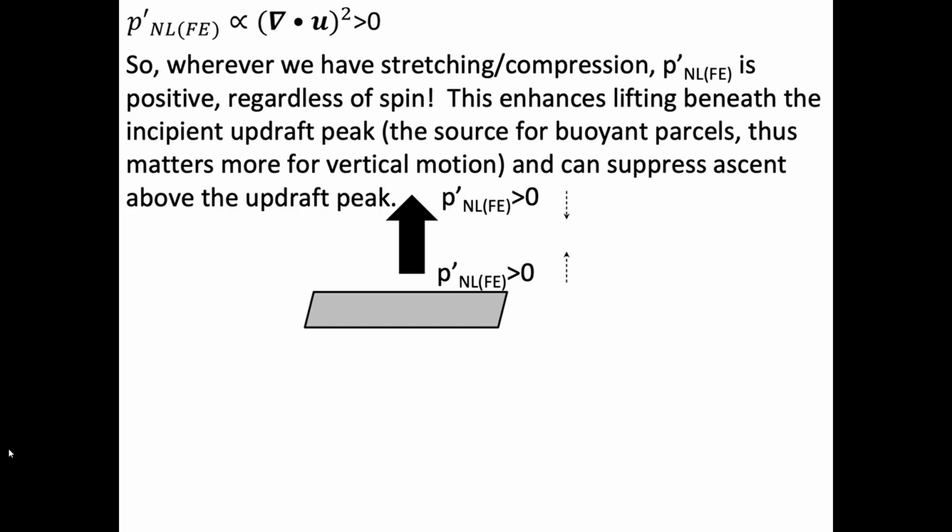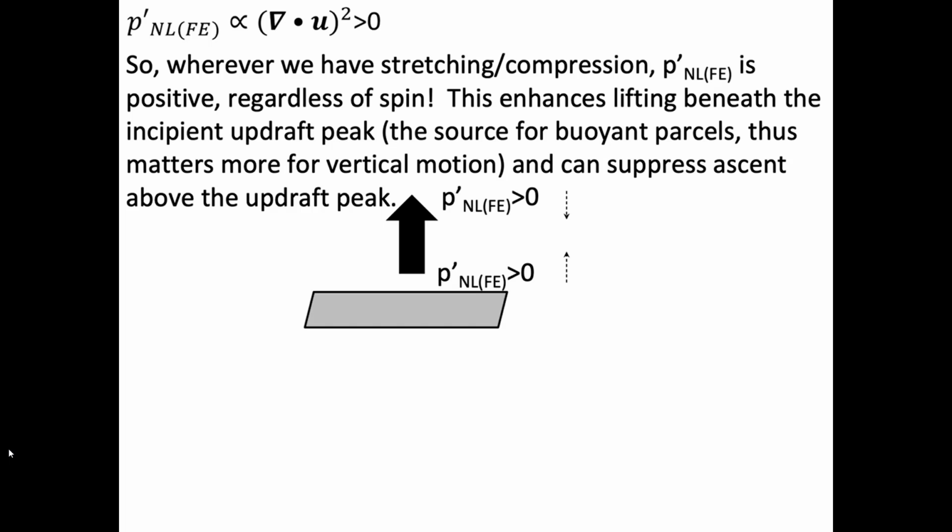whereas at the same time in the upper reaches of the profile, the compressional effects of the decreasing vertical motion with height above the level of maximum updraft will correspond to also a positive nonlinear fluid extension term that can suppress ascent to some degree above the updraft peak, although this is removed from where we have the source region for buoyant parcels and as an effect being superimposed by an already established updraft.